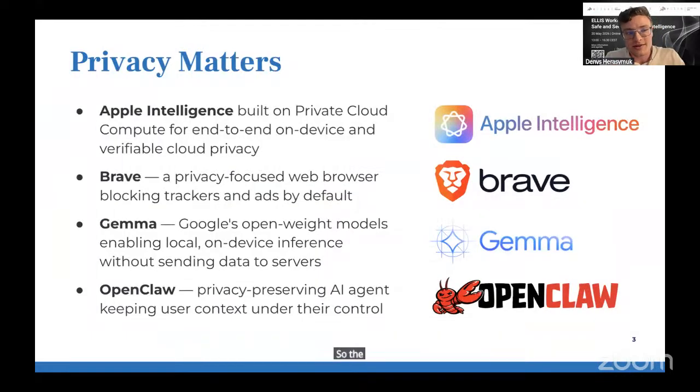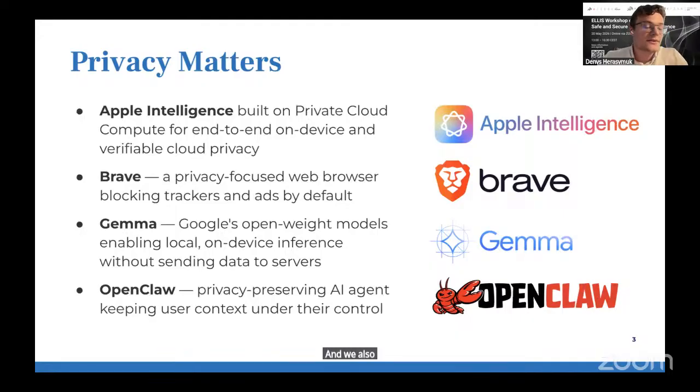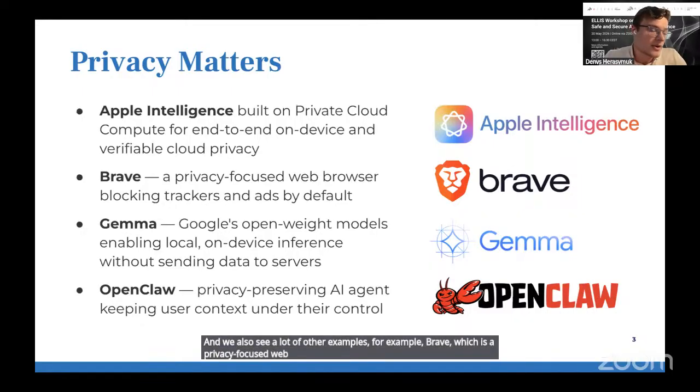The first motivation is that privacy matters. Modern software products should come with privacy guarantees, and we see a lot of examples of it. For example, in 2024, Apple announced Apple Intelligence built on Private Cloud Compute for end-to-end on-device and verifiable cloud privacy. We also see Brave, a privacy-focused web browser, or Gemma, Google's open-weight model family, or one of the most recent trends, OpenClaw, a privacy-preserving AI agent.